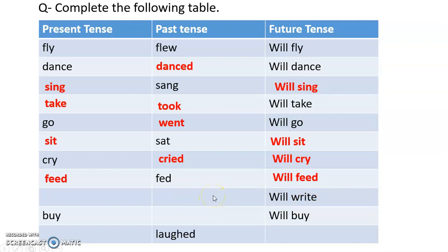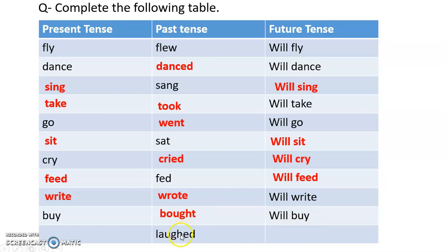The past tense of write is wrote. And what is the present tense of write? Write. Past tense is wrote. Future is will write. Next, buy is the present tense. The past tense is bought, and future is will buy.